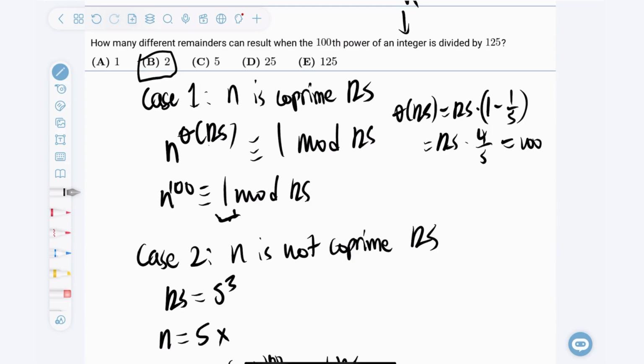And so Euler's Totient Theorem is a really useful and powerful theorem, especially when we're doing modular arithmetic, and it can really help us solve problems in a fast way and in a clean way.